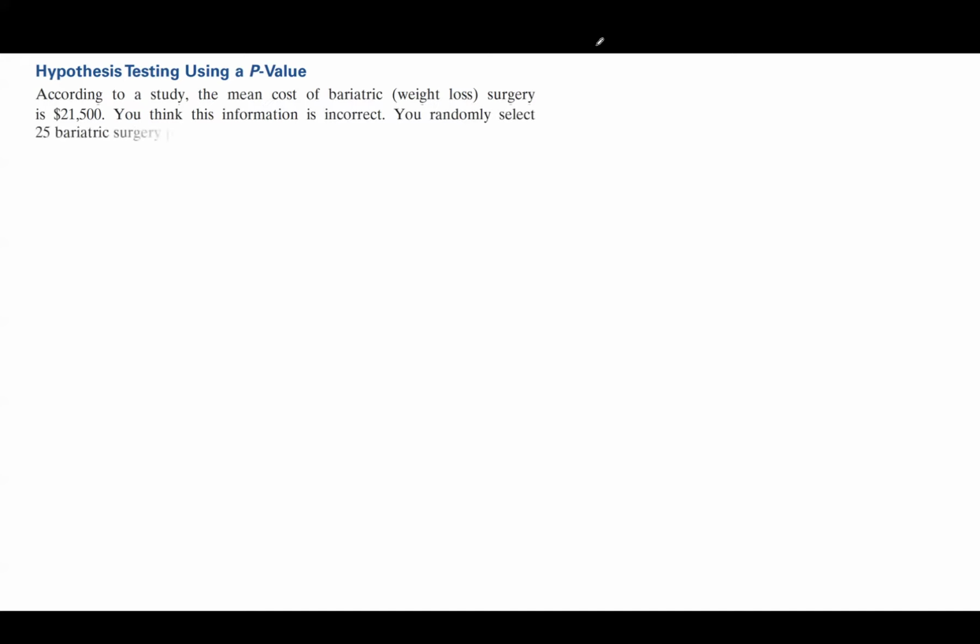So as a statistician, as a data scientist, you randomly select 25 bariatric surgery patients and find that the average cost for their surgery is $20,695. From past studies, the population standard deviation is given to you to be $2,250, and the population is normally distributed. Is there enough evidence to support your claim at 5% level of significance?